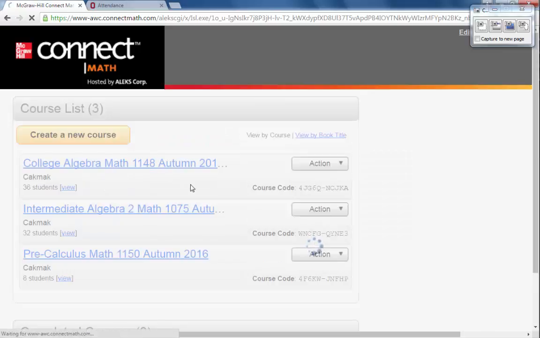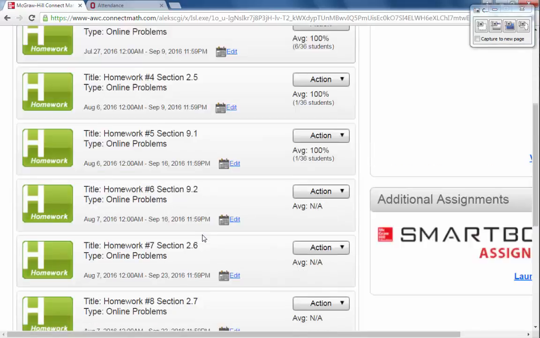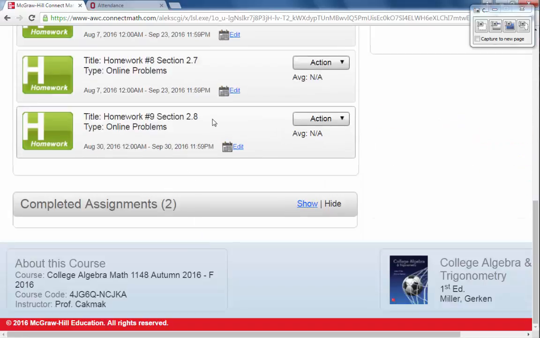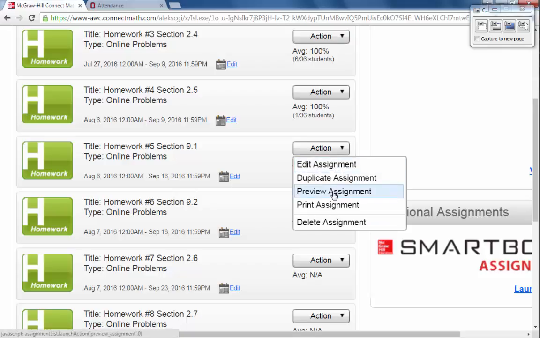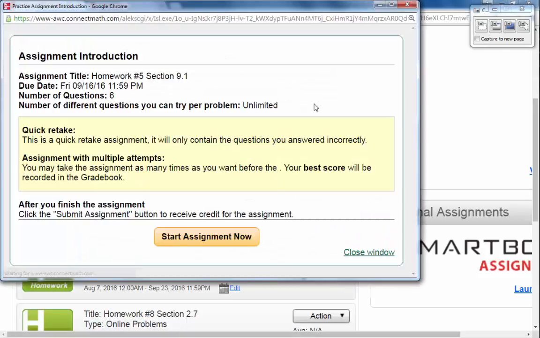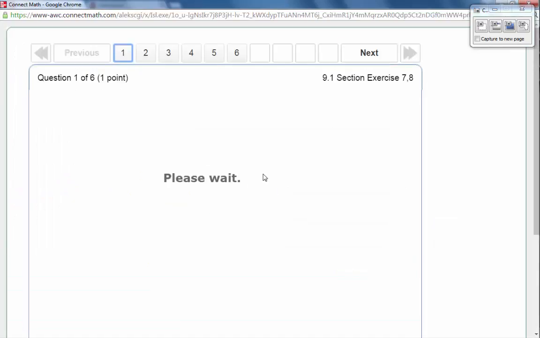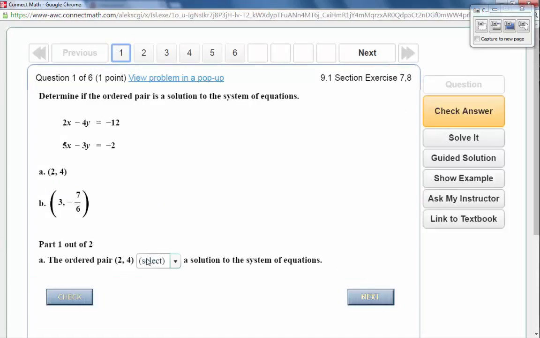We are doing 9.1. Homework 5. Okay, it looks like a short homework, but the remaining questions will take longer, trust me. Is a solution.